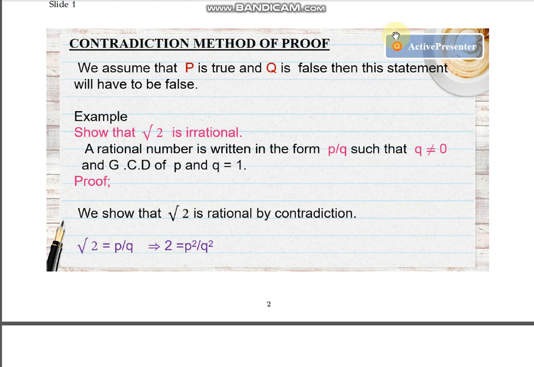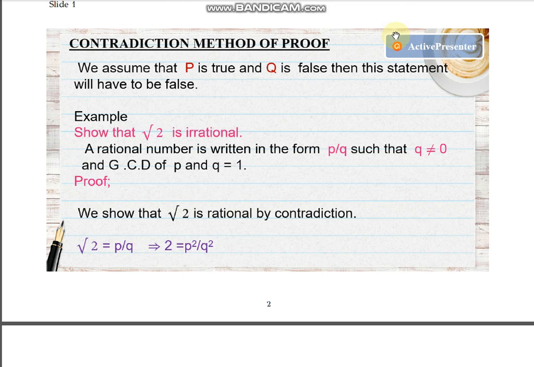Today, the contradiction method of proof is our topic. We assume that P is true and Q is false, then the whole statement is false. That is something that is applicable. So we are trying to show, with an example, that the square root of 2 is irrational.